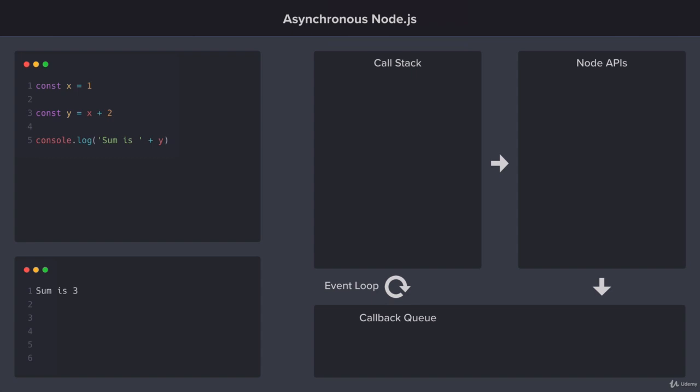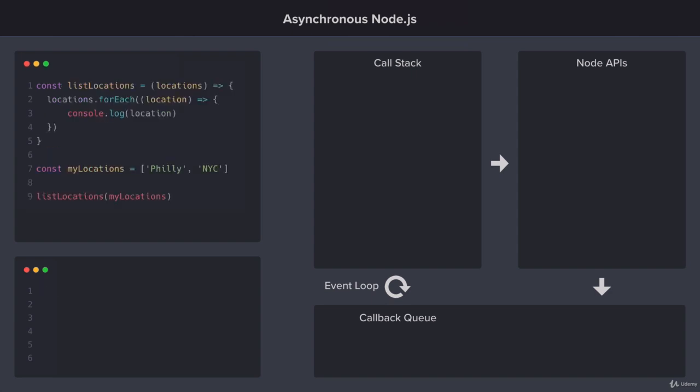Now, this is just the first basic example to get comfortable with how the call stack is going to work. The next example is still a synchronous example, but there's a bit more complexity with multiple function calls. If we take a brief look at the script, I can see I define a list locations function. It takes in an array, and for each location, it loops through it, printing it to the console. Down below, I define the locations and I pass them into the function.